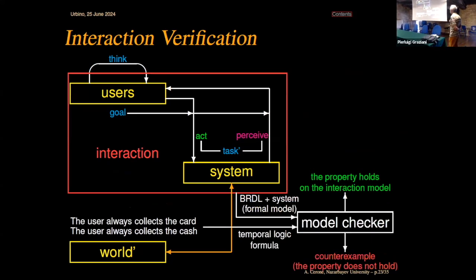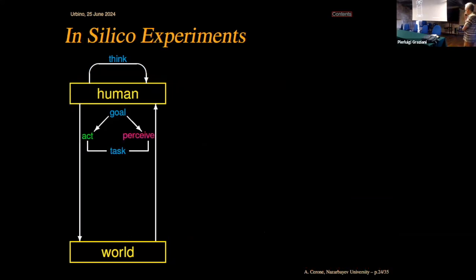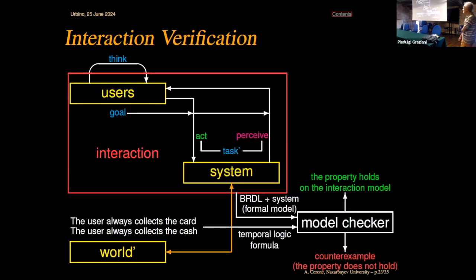Well, now the formal model is the model of the interaction. So in parallel, we combine our BRDL model with the transition system, the Petri net, or whatever it is, the model of the system. And then we apply the model checker to this combined model plus the temporal logic. And we get a counterexample if the property is not verified. Okay, any questions on this?